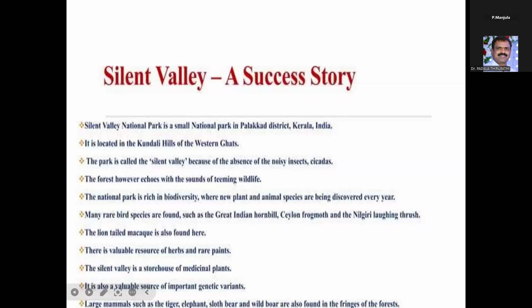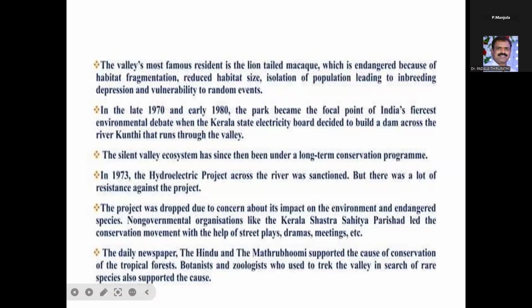Large mammals such as the tiger, elephant, sloth bear, and wild boar are also found on the fringes of the forest. Silent Valley's most famous resident is the lion-tailed macaque, which is endangered because of habitat fragmentation and reduced habitat size, and also the isolation of population, leading to inbreeding depression and vulnerability to random events.